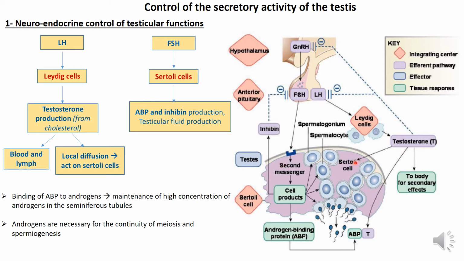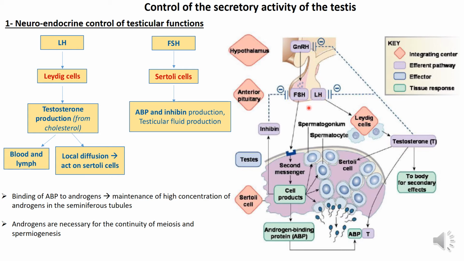Now, this testosterone can exert a negative feedback on the hypothalamus by inhibiting the production of GnRH by it, and also it can exert a negative feedback on the anterior pituitary gland, where it can inhibit the production of LH by this anterior pituitary gland.